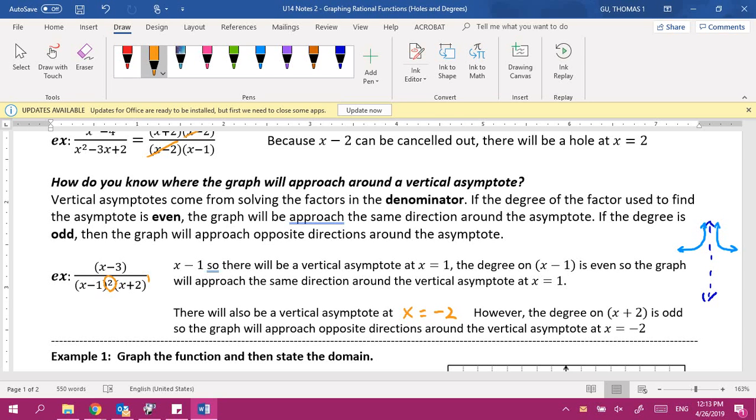That means the graph is going to approach opposite directions around that vertical asymptote. So my vertical asymptote, it'd be like this, right? And it's going to approach opposite directions. So if one side of my curve is like this, going upwards, where should my other one be going? Down. It's going to be pointing down like this. You see, opposite. And that's because the degree is odd. That's how you can tell which way it's going to alternate, or if it's alternating at all.